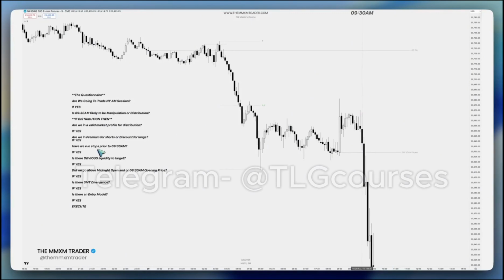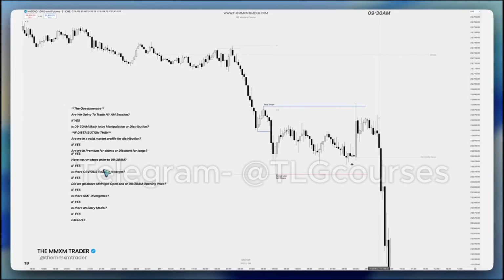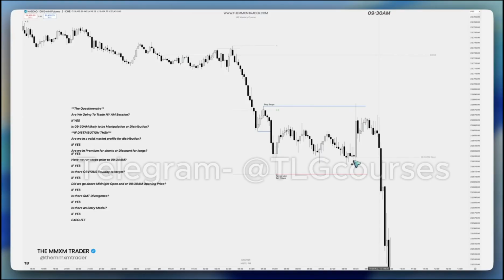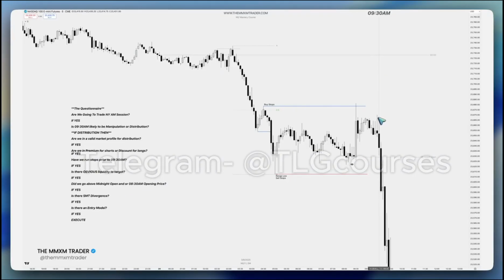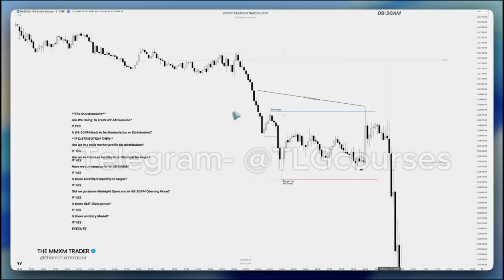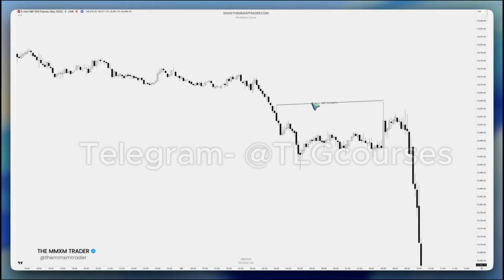Have we run stops prior to 9:30 a.m.? Yes, we have with 8:30 a.m. Is there obvious liquidity to target? High that's connected to the low, range low with, notice, relative equal lows. So the answer is yes. Did we go above the 8:30 and or 9:30 a.m. midnight opening price? There's the 8:30 a.m. open. We're above it at 9:30. Okay. Is there SMT divergence? Notice this high, lower high, higher high, yes, prior to 9:30 a.m.